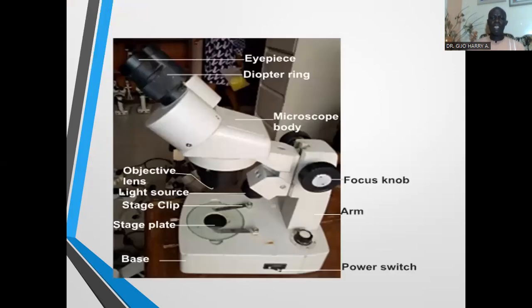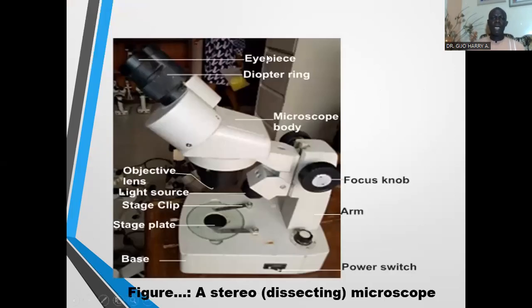Now here is a dissecting microscope. Here's the eyepiece of the microscope, the diopter ring, then the microscope body, the objective lens, the light source, the stage clip, the stage plate, and the base, then the focus knob, then the arm. One thing that's very observable here is that the light source, particularly in this dissecting microscope, is from top to bottom, and it has just one objective lens compared to the bright field microscope.